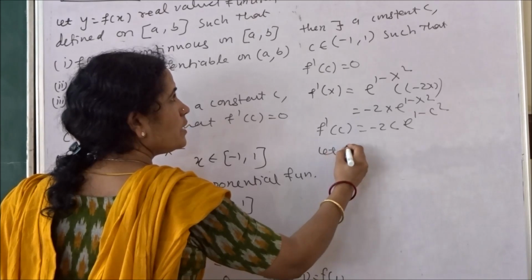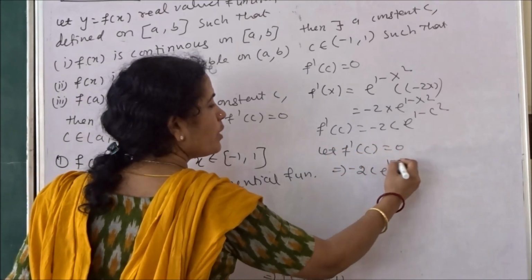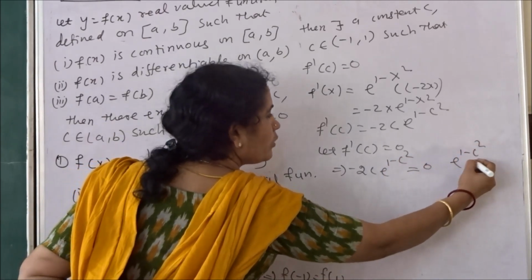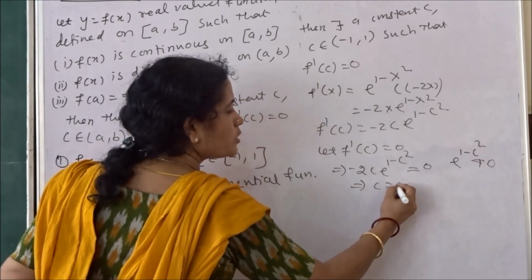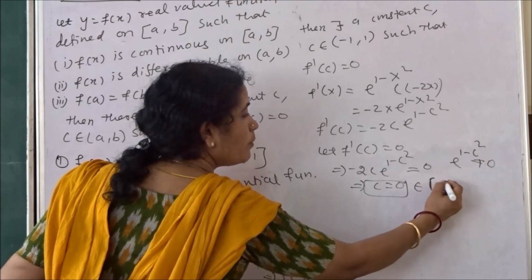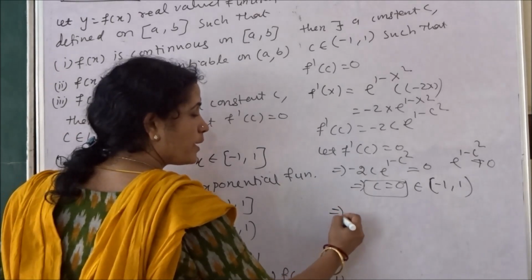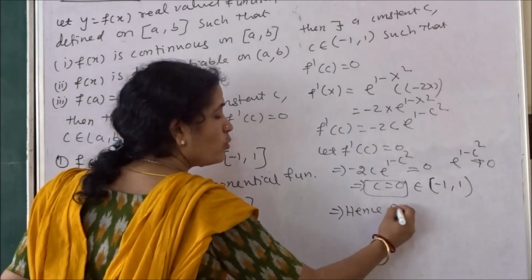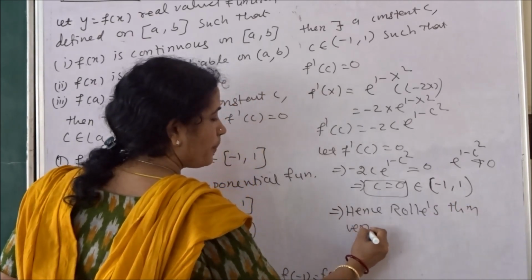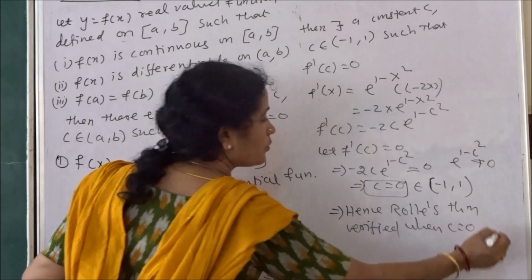Now let f dash of c equal to 0. This implies minus 2c into e power 1 minus c square is 0, but e power 1 minus c square is not equal to 0. So c must be 0. Definitely 0 belongs to the open interval minus 1 to 1. Hence Rolle's theorem is verified when c is equal to 0. Clear to you?